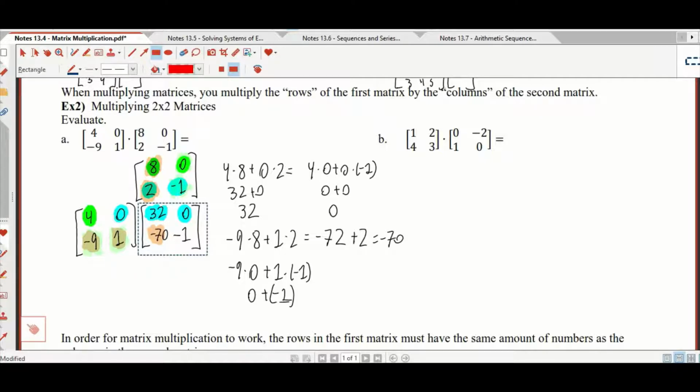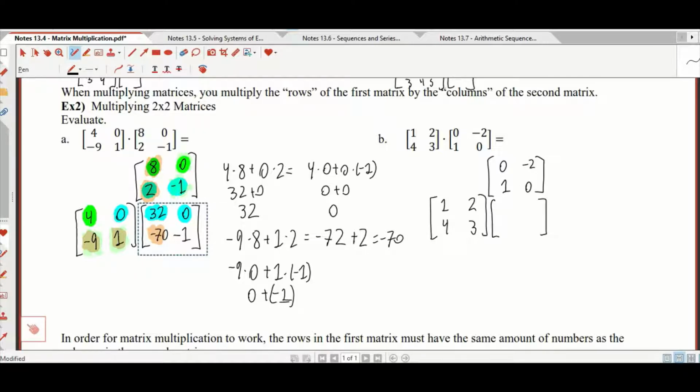Okay, let's do that with this one. So again, I set this up: 1, 2, 4, 3. And then meeting corner to corner, 0, negative 2, 1, 0. That makes a resultant 2 by 2. So we're going to go 1 times 0 plus 2 times 1 gives me this, the first row times the first column. 1 times 0 plus 2 times 1 gives me 0 plus 2, which is 2.